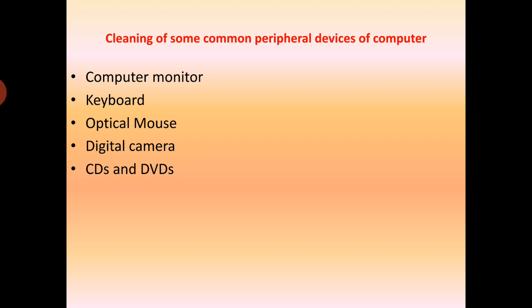Now, how to clean an optical mouse? Students, you can clean the bottom of the optical mouse with a clean lint-free cloth. The lens area can be cleaned by blowing air or with a cotton swab.